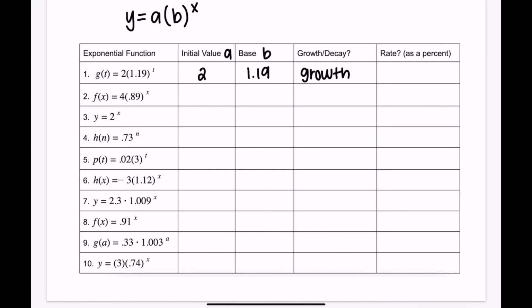Now we want to know what is the rate of growth. So what is that percentage of growth? We have to think about 1.19 as a percentage. So we're going to do that times 100, and that gives us 119%. So how much higher than 100% is that? Essentially we're just doing 119% and taking away the original 100 from it, and we get 19% as the growth rate.